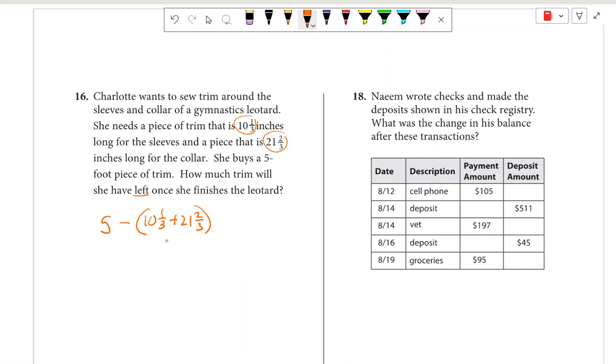Alright, so here we go. 10 1/3 and 21 2/3 needs to be changed into improper fractions to add them. But if you look close, you may be able to do it without it. 1/3 and 2/3 is a whole, and you have 10 plus 21, which is 31, plus that 1 whole is 32.